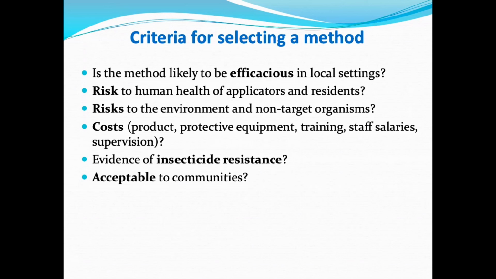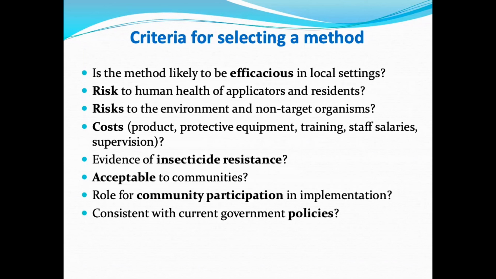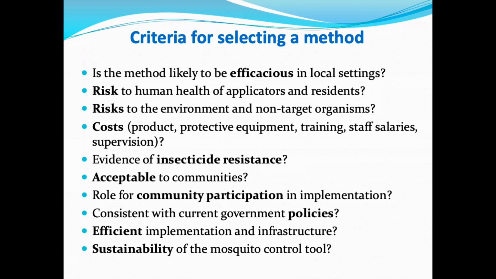Is there evidence of insecticide resistance? That's an important component when using adulticiding or even larviciding, not for the BGI, but for others. For Bti, for example, Bacillus thuringiensis israelensis, you need to assess and to manage the resistance. Are the methods acceptable for the communities? Next. What would be the role of community participation in your program? And is it consistent with the current government policies? And one more. Is there an efficient implementation and infrastructure that allows you to apply all the methods that you are choosing?